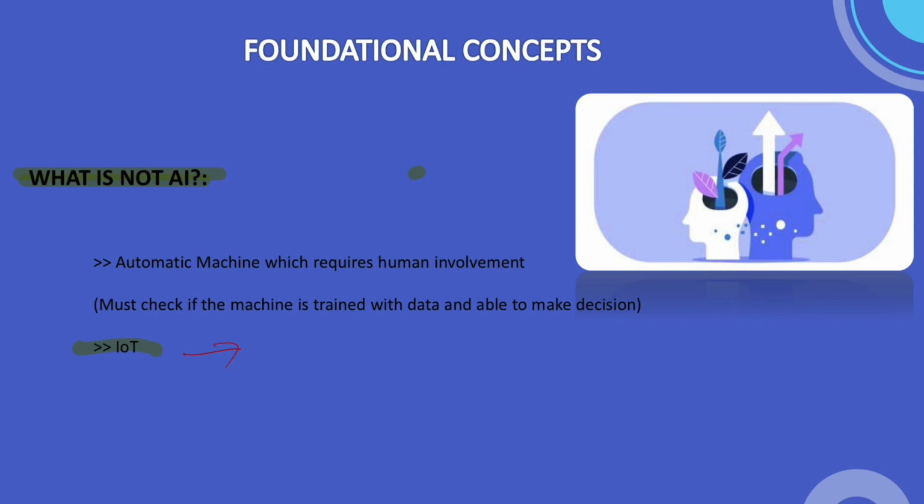For example, if you have a fan in your room, and you are controlling this fan with a remote, or with switches on your phone through the app, you turn it on and turn it off through the internet. It is simply an IoT. There are various automatic machines. If they require human involvement, they are not AI. There are various machines which simply do repetitive tasks. That is not AI at all.